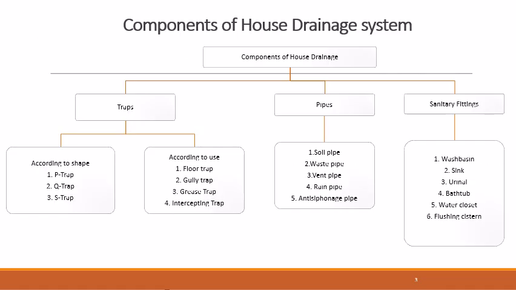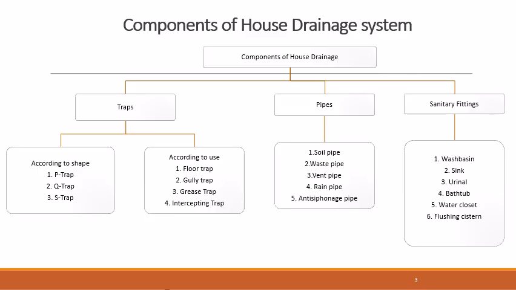Next is about the components of the house drainage system. It has three components. The first one is traps, another one is pipes, and the other one is sanitary fittings. Traps are classified into two categories: one based upon shape, and another according to their use or purpose. According to shape, there are three types: P trap, Q trap, and S trap.